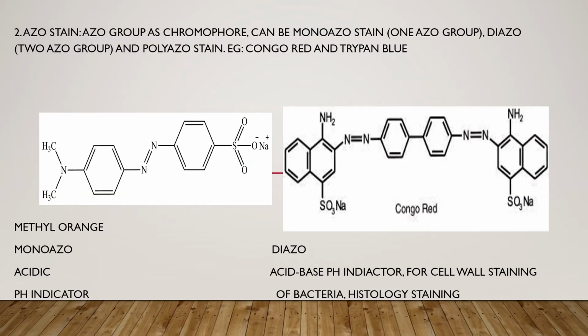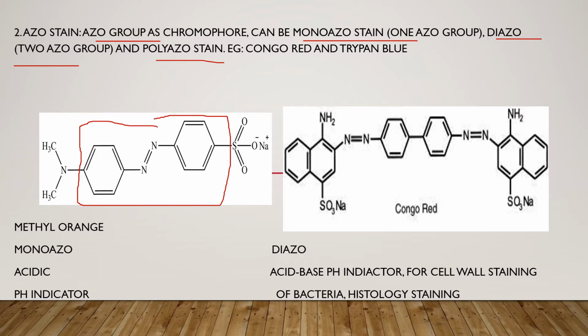The second type of stain is the azo stain. Here the chromophore group consists of an azo group. This thing is your azo group. Now if there's one azo group, it'll be called a monoazo stain. If there are two azo groups, it'll be called a diazo stain. If there are more than two azo groups, it'll be called a polyazo stain. We have examples such as Congo red, methyl orange, trypan blue. So these are azo stains. Why? Because they have an azo group.